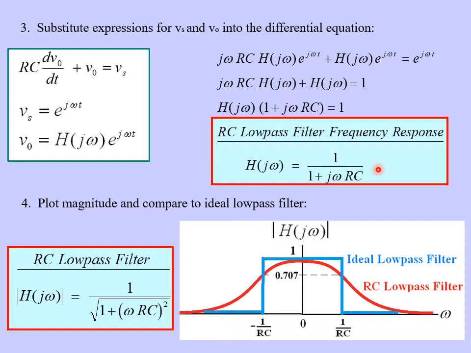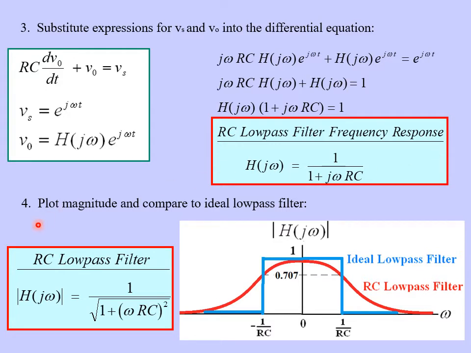So hopefully you got this answer. If you didn't get this answer in the activity, I would recommend pausing the video again and going back and making sure that you can do this, because this is a pretty straightforward and simple calculation to determine H of j omega. So make sure you know how to do this before we go on to more complicated things coming up.